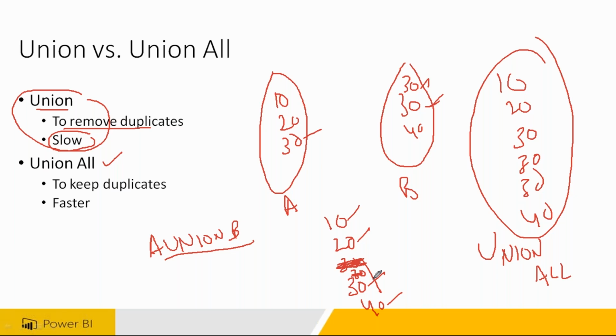Union is going to be combining the data from multiple data sets and removing the duplicates, which is very, very slow. And it is also sorting the data. To remove duplicates, it is sorting the data. Clear? For example, if we have one more 30 here, the 30 will get sorted. Clear? So union all will keep the data. It is faster. It is not going to sort any data. So that is also one more point you need to understand.